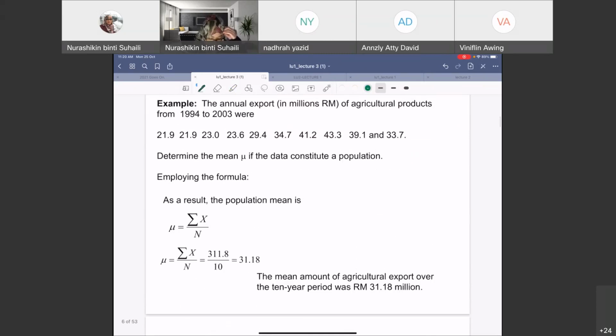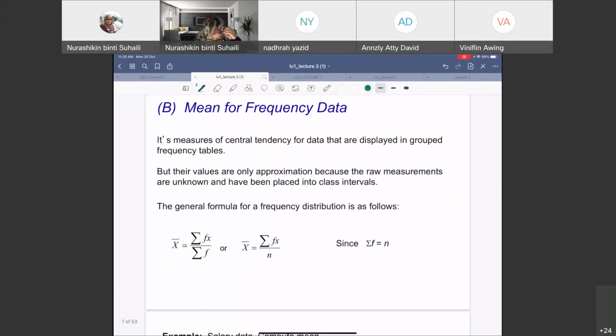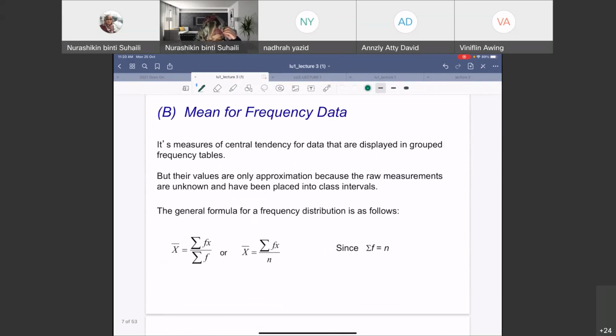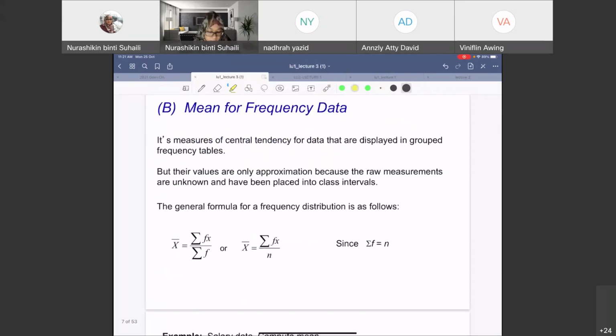It's quite easy, and the same thing goes for this one. You just add up everything and divide by the total number, and you get that mean. Now let's move to something more complex. This is what we call raw data: you have the data and it's not yet grouped into a table, so it's very easy to calculate the mean. But if you have a frequency table, how are you going to calculate the mean? This is the formula.